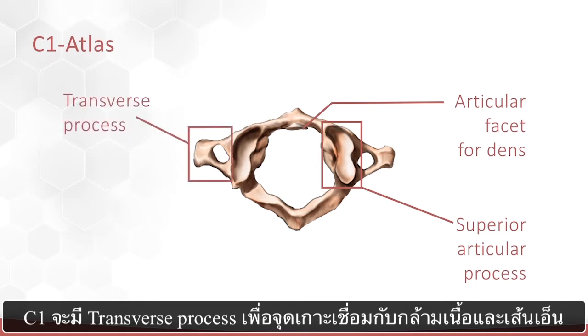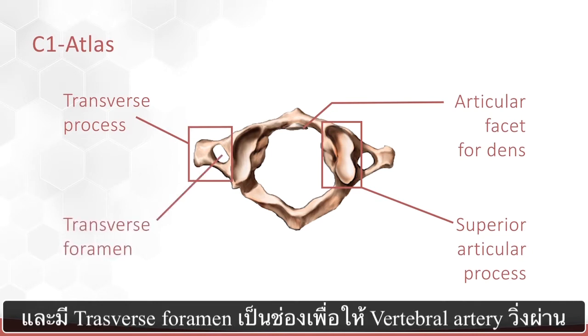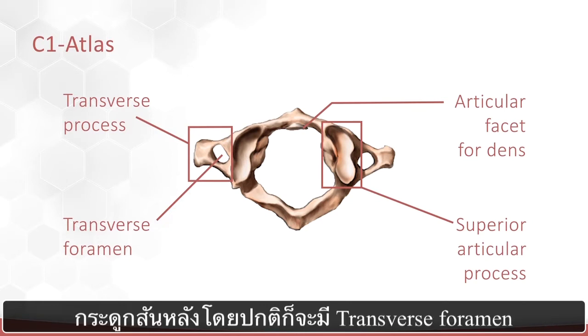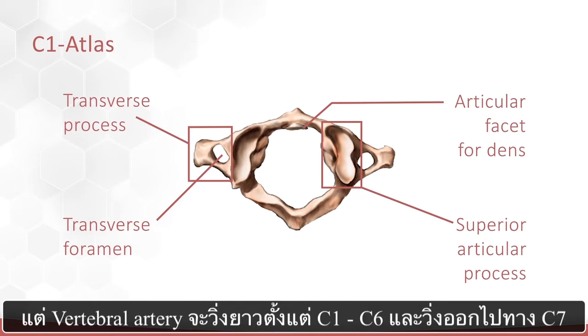C1 has laterally projecting transverse processes that serve as a connection point for various muscles and ligaments. The transverse foramen within the atlas provides a hole for the vertebral artery to run. All cervical vertebrae have a transverse foramen. However, the vertebral artery only runs inside C1 through C6, passing outside of the C7 transverse foramen.